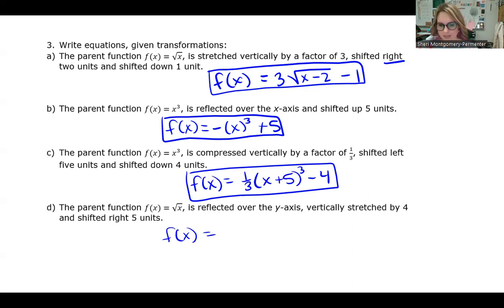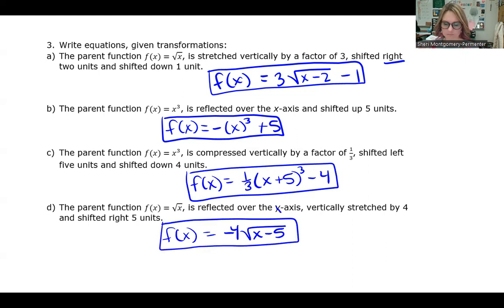Part D should say over the x-axis. So you can change that to the x-axis. We're not going to do reflections over the y-axis. Did you get the same thing as me? Again, we're not going to do reflections over y, so change D to say x.